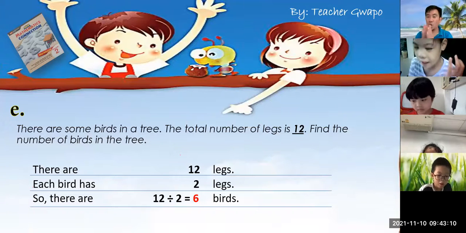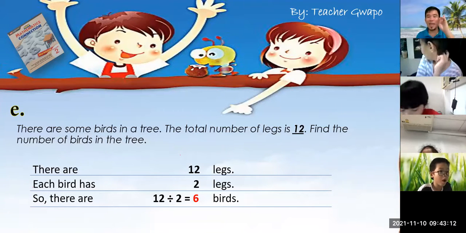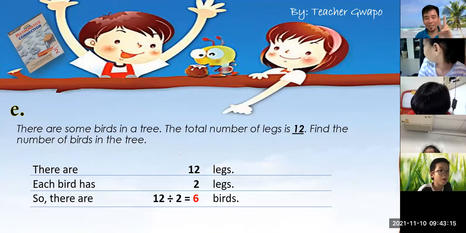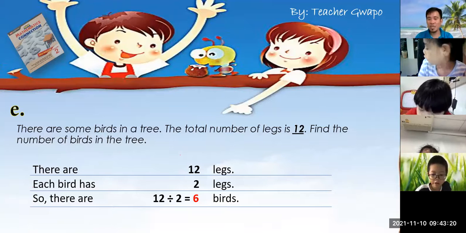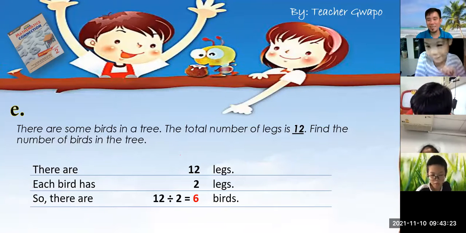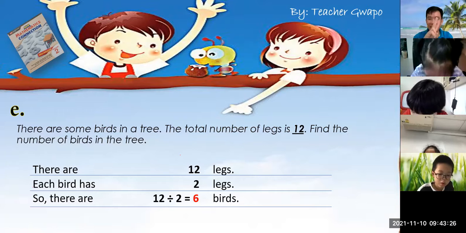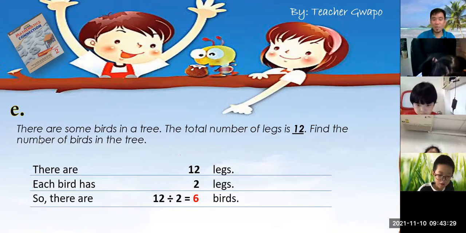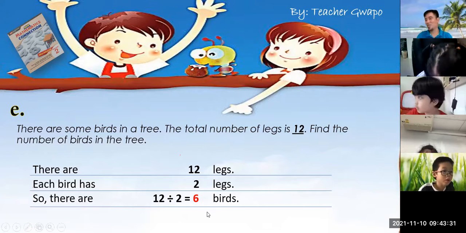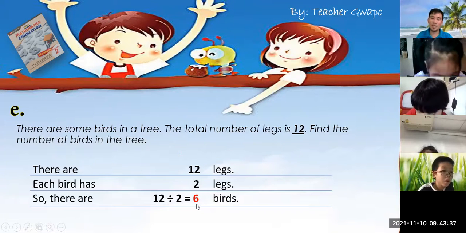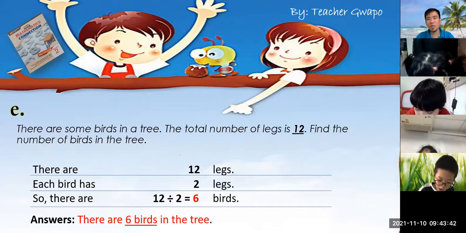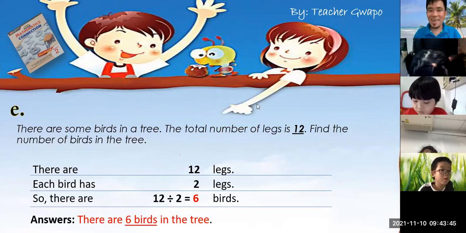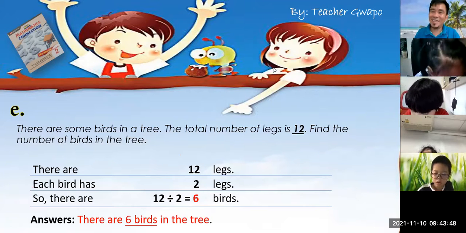So there are 12 legs, and each bird has 2 legs. So there are 12 divided by 2 is equals to 6, because one bird, 2 legs, right? So the question here is how many birds? 6 birds, because each bird has 2 legs. So 12 divided by 2 is equals to 6. So therefore, the answer here is there are 6 birds in a tree. Okay? That's it.